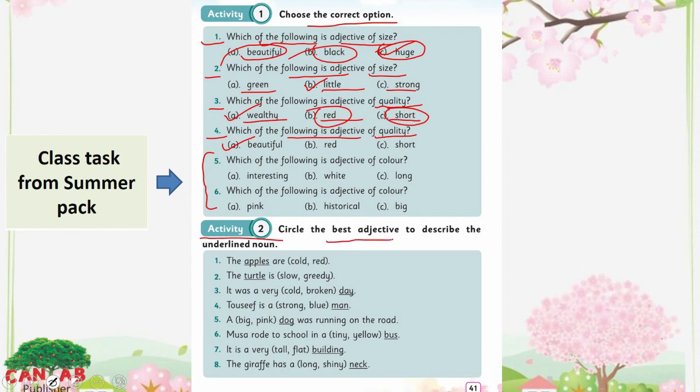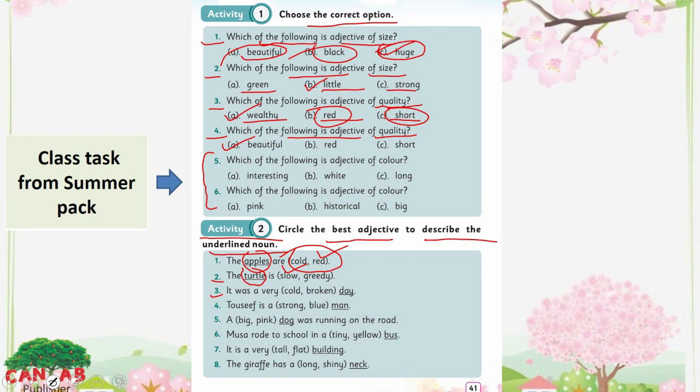Activity 2 here, circle the best adjective to describe the underlined noun. What you need to do, you have to circle this one option here to describe the noun apples here. The apples are what? Cold or red? Yes, of course. They are red in color. The turtle is slow or greedy? These are both adjective of quality here. The turtle is a noun here. So which is the correct option here? Yes, slow. He's very slow.